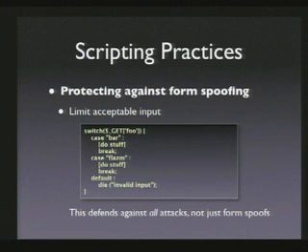Protecting against form spoofing, a basic thing is you need to limit acceptable input in any way you can. This is an example, a simple switch case statement structure. Realistically, this isn't just something that protects against form spoofing. This is something you should be doing against any kind of attack with any kind of input. If you can limit the kinds of things that you can expect, you should absolutely limit it. It should only be allowed these certain things, and you should only whitelist these particular values, and anything else should die immediately. It should not be allowed to continue executing.